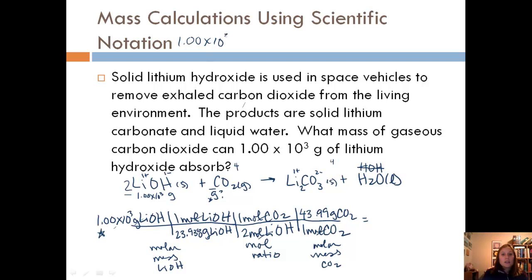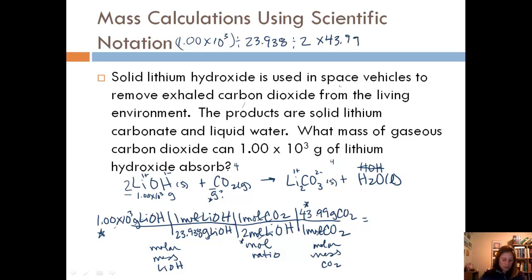Where's the pen? There it is. Third. And then we're going to divide by 23.938, and we put this part in parentheses. And then the 2 is on the bottom, so we're going to divide by 2, which is right here. And then our 43.99 is on top, so we're going to multiply by 43.99. So let's do that real quick.